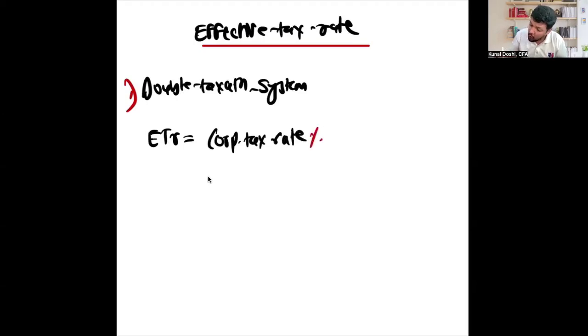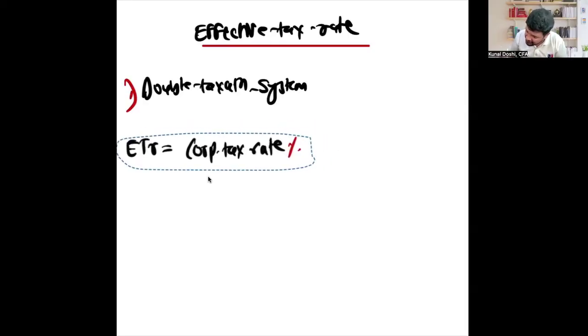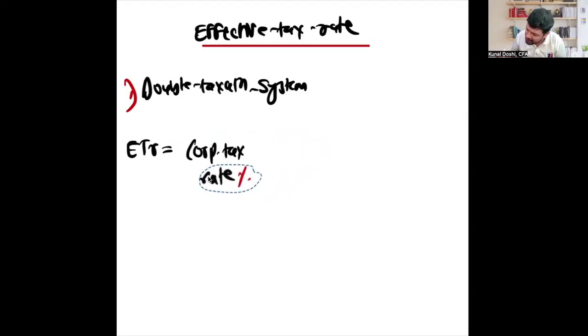However, whatever money is left after paying the corporate tax, of that money, whatever is distributed, on that you pay the dividend tax, isn't it? So the corporate tax rate is one tax, plus whatever is left from this corporate tax rate, correct?